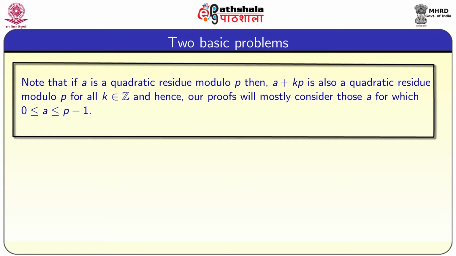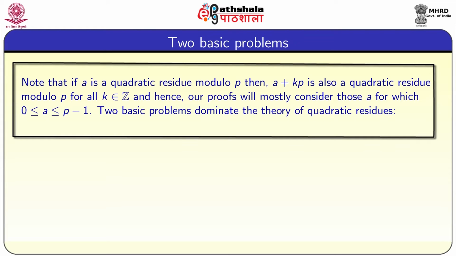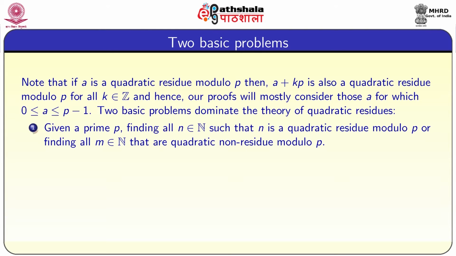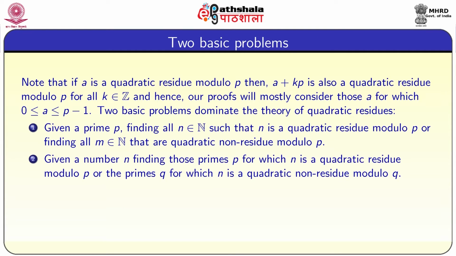Now we will see the two basic problems of quadratic residues. The first one is, given a prime p, find all n belongs to N such that n is a quadratic residue modulo p, or find all n belongs to N that are quadratic non-residue modulo p. The second is, given a number n, find those primes p for which n is a quadratic residue modulo p, or primes q for which n is a quadratic non-residue modulo q. These are the two main problems which we are going to encounter.